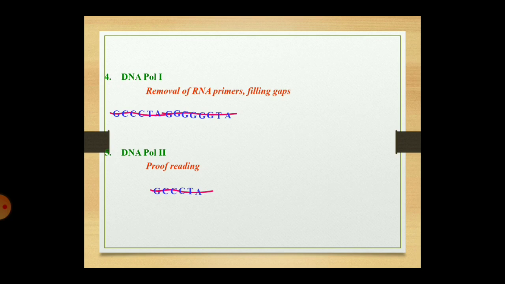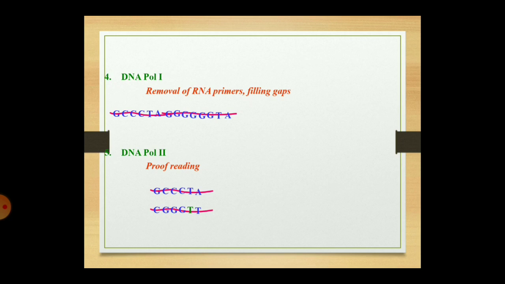DNA polymerase 2: proofreading. Look at here. This is a parental strand. The nitrogen bases are guanine, cytosine, thymine and adenine, and you already know that. During synthesis, an exact copy of DNA is formed, and between the two strands you find complementary base pairing. Guanine base pairs with cytosine in the other strand. Then cytosine, guanine, cytosine, thymine, adenine, thymine.